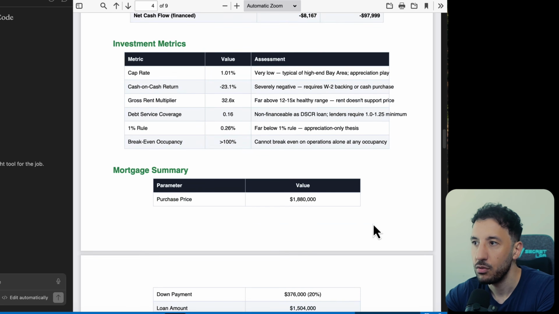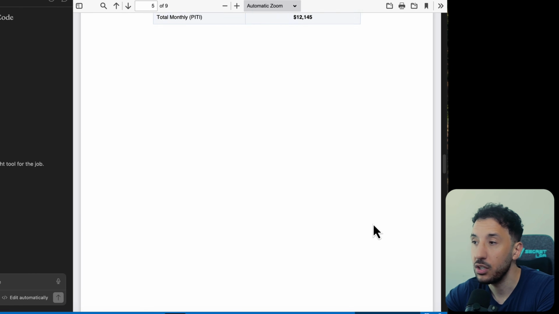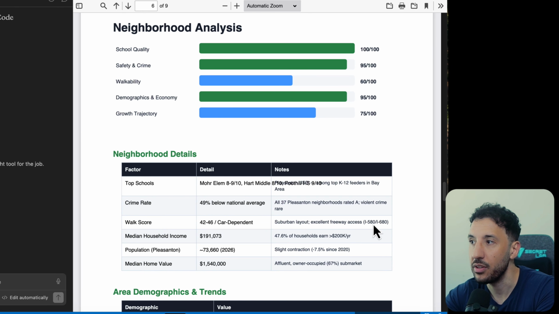Neighborhood breakdown. Schools rated 100 out of 100. Crime 49% below the national average. Median household income is $191,000. This is one of the best neighborhoods in the Bay Area. And this is very true. I actually live around this neighborhood, so I know all of these numbers actually make sense.